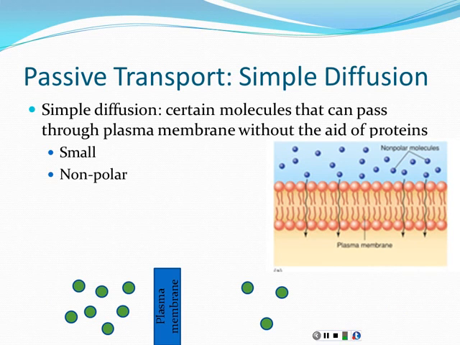Nonpolar. Why do they have to be nonpolar? Anybody? Being small makes sense, right? So they could squeeze through. But why does it have to be nonpolar? What is this over here? The plasma membrane, very good. And the plasma membrane, is it hydrophilic, hydrophobic? It has hydrophilic polar heads over here, right?